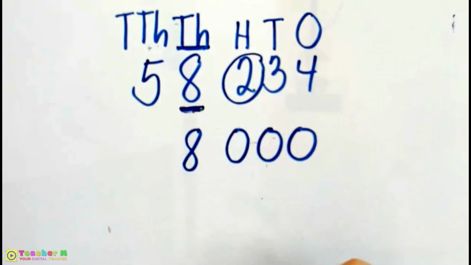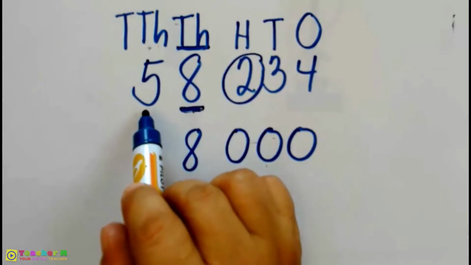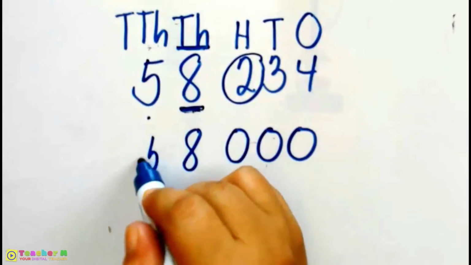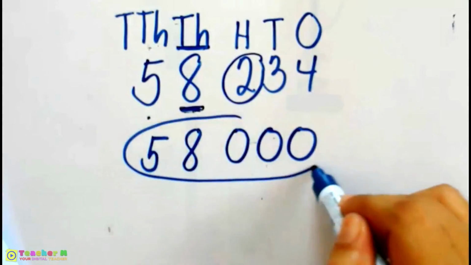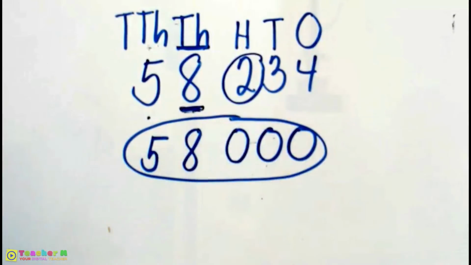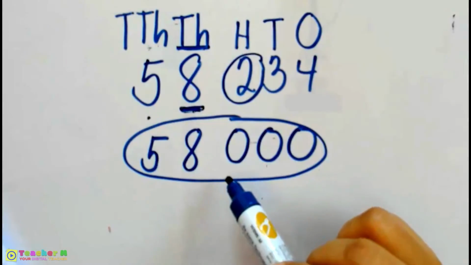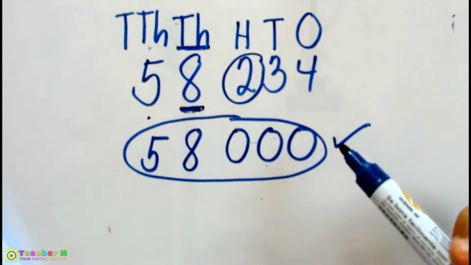Then we will do the last step, step 5, which is to copy the digit or the digits at the left side of the digit we are rounding. Since there is only one digit at the left side of 8, which is 5, we will write 5 here. So our answer here is 58,000. So, if 58,234 is rounded off to the nearest thousands, the answer is 58,000.